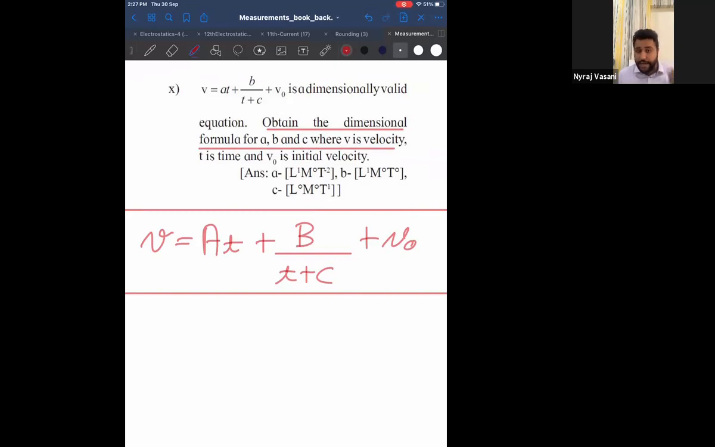This is your book back question number 10. Start. Get me the dimension of A, B, and C. That is capital A, capital B, and capital C.